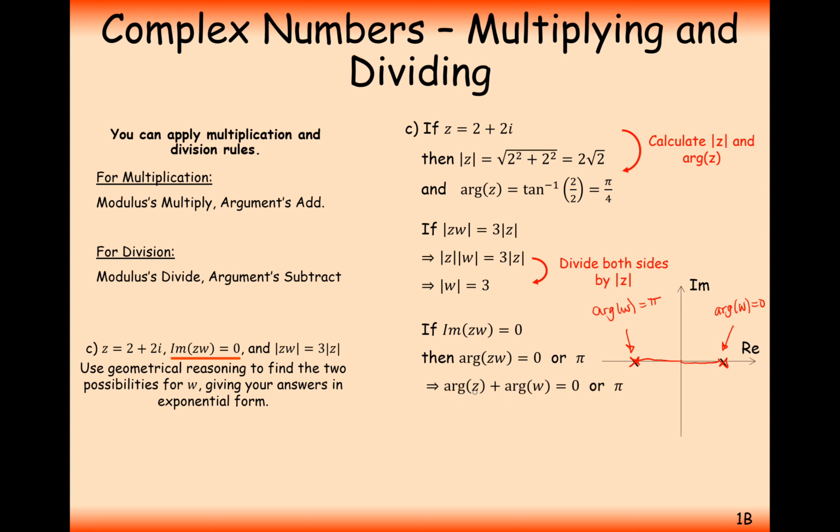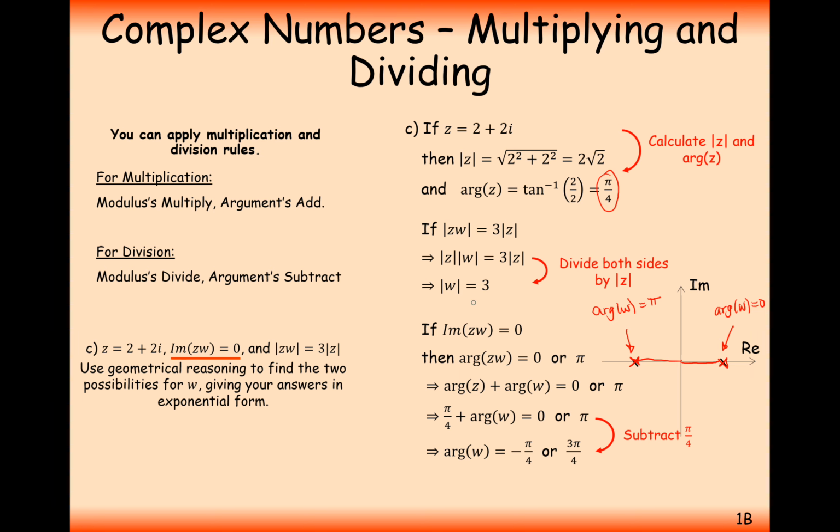So what we'll now do is split this up using the rules of multiplying complex numbers. You can add the arguments separately, so the argument of z plus the argument of w will either equal 0 or pi. We know the argument of z is pi by 4, so we'll put pi by 4 in here on the left hand side, and then subtract it from both sides in both of the expressions. So the argument of w is going to be minus pi by 4 when you subtract it from 0, or 3 pi by 4 when you subtract it from pi.